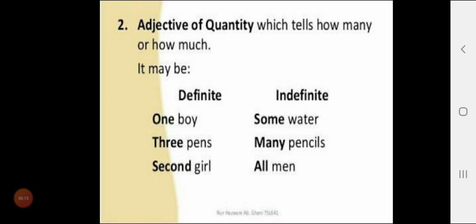There are two types of adjectives of quantity: definite and indefinite. Definite are the adjectives which define the particular number of the noun, like one boy, three pens, second girl, fifth row, etc. Indefinite ones do not define the particular amount or quantity of any noun. They just give us some idea, like some water, many pencils, all men, enough food. No rice was served to the guest. So I hope you understand adjectives of quantity. They tell how much of a thing is present or meant.